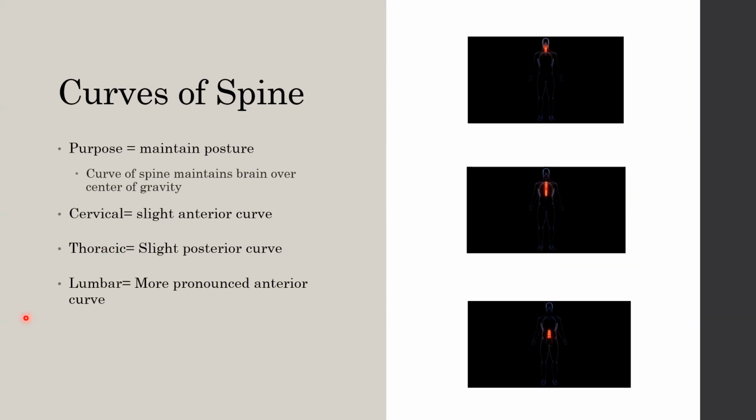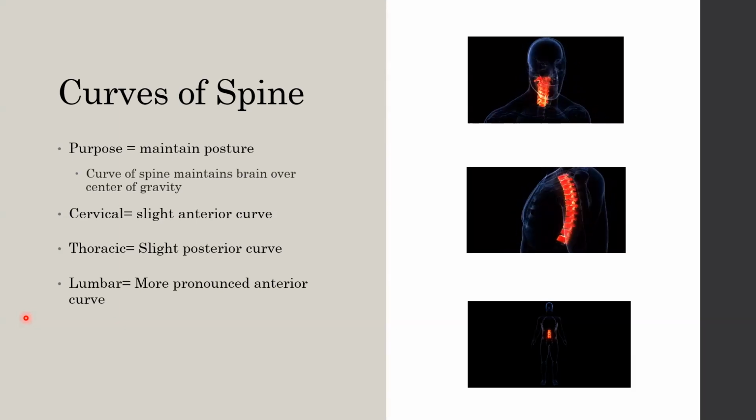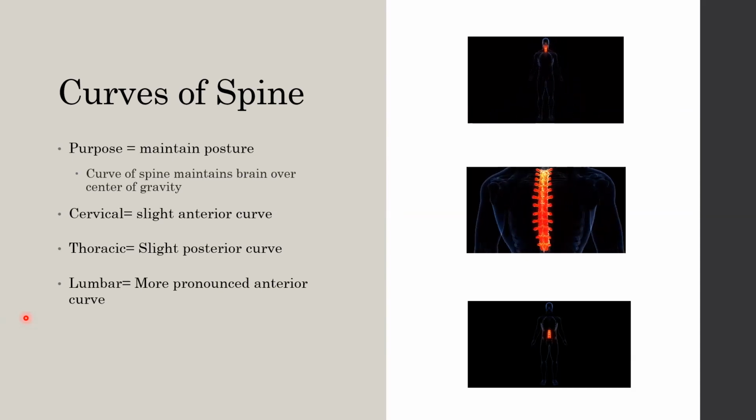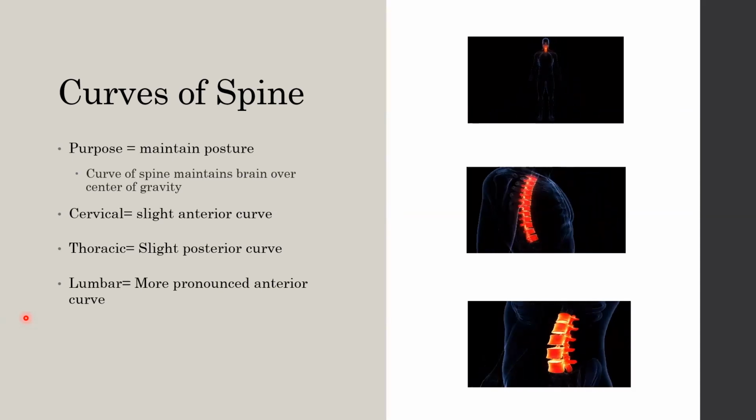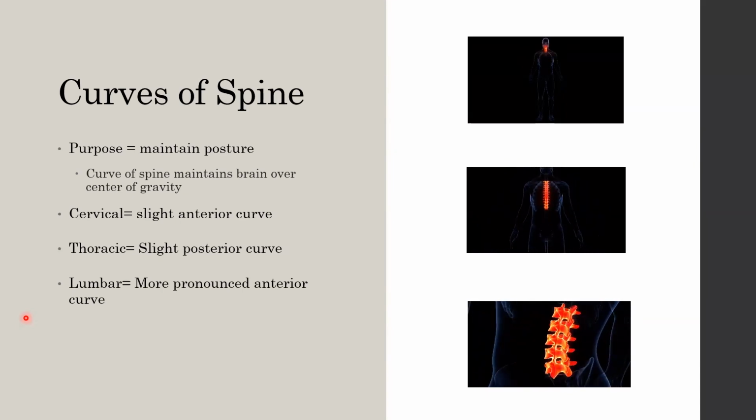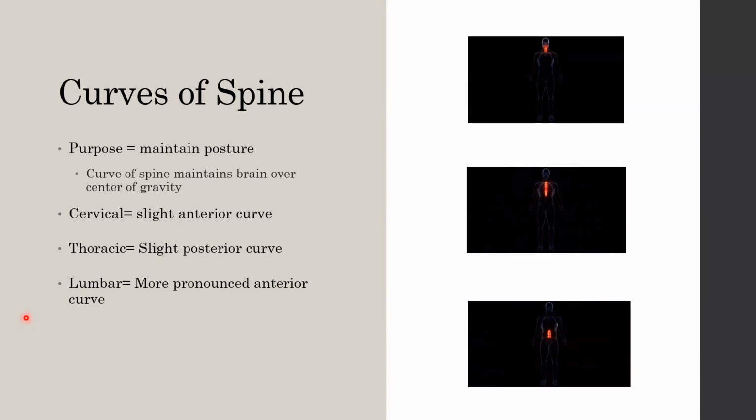So throughout the different regions of the spine, we'll have different curve components. For our cervical region, you'll notice that we have a slight anterior or lordotic curve. For our thoracic region, we have a slight posterior curve. And for our lumbar region, we will have a more pronounced anterior or lordotic curve. Anterior and posterior curvature nomenclature can also be substituted for either lordotic, which is an anterior curve, or a curve that is kyphotic, or a posterior curve.